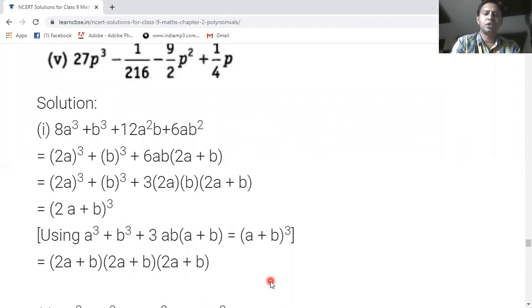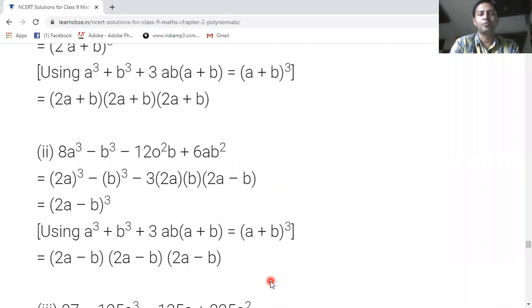Now the next question in front of us is 8a³ − b³ − 12a²b + 6ab². So again, this is nothing but the same question but with different signs. We have two negative, two positive. This is nothing but (2a − b)³.